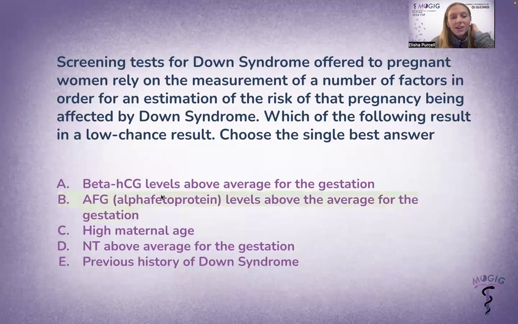So hopefully you guys got AFP. And the reason for that is AFP levels above the average for gestation is a good thing. In Down syndrome, you actually get decreased levels of AFP. The other answers like beta HCG, high maternal age, all of these ones, they all increase the risk of the fetus having Down syndrome.